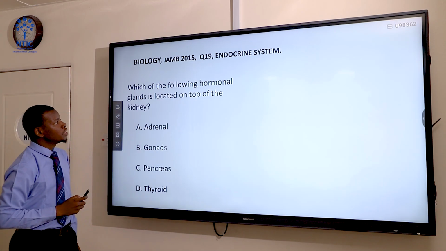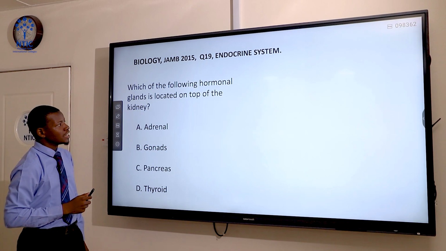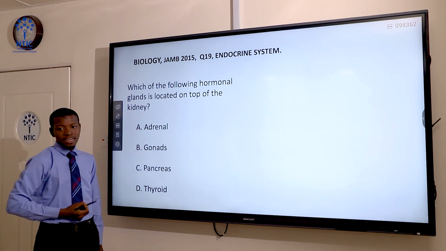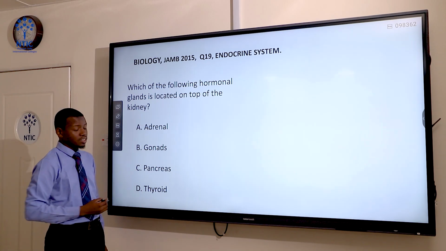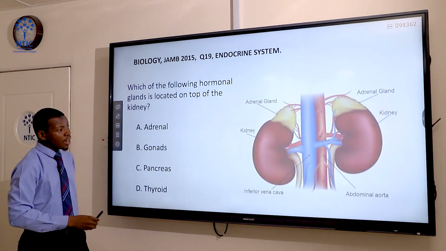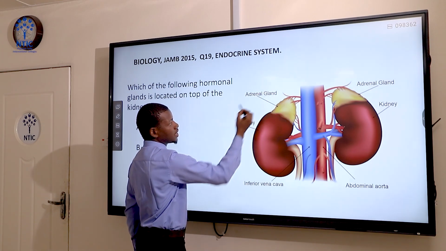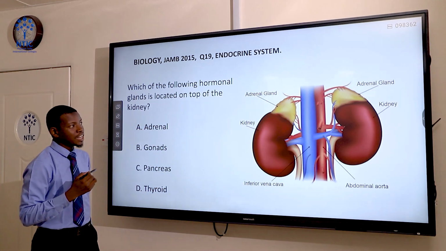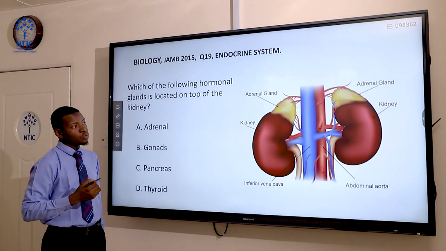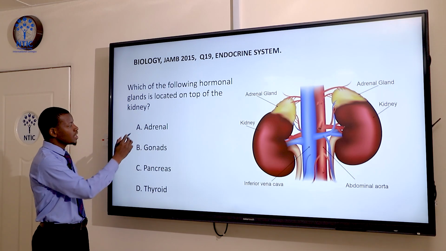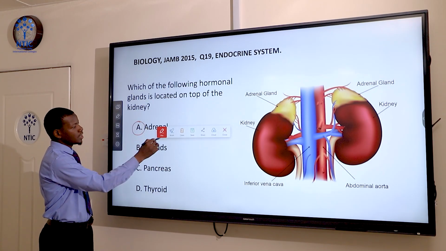Question 19. Which of the following hormonal glands is located on top of the kidney? A. Adrenal gland, B. gonad, C. pancreas, and D. thyroid. Now this is the kidney. Just above the kidney we have the adrenal gland, and the adrenal gland is an endocrine or hormonal gland which produces hormones like adrenaline. So the correct answer here is adrenal.